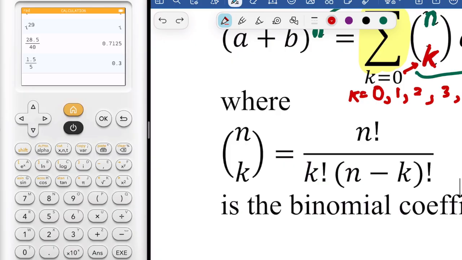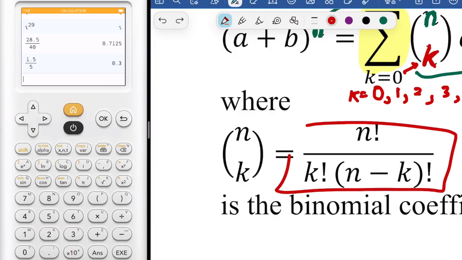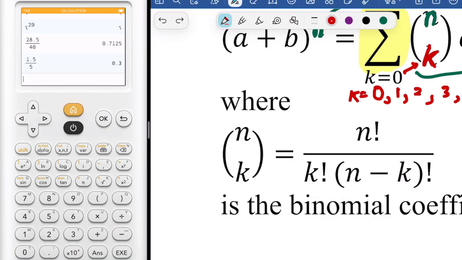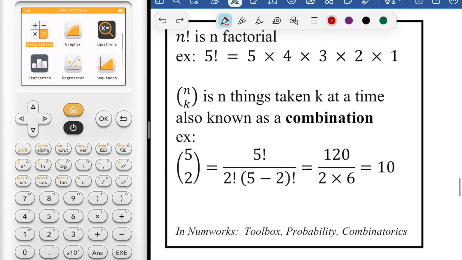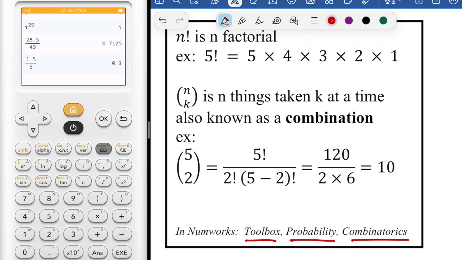If you wanted to know where that n over k in the parentheses came from, that's a combination, and this is the formula for that. That being said, we can do it in our calculator. I made a little note here in this little table on the side. In NumWorks, Toolbox, Probability, Combinatorics, that first entry there.